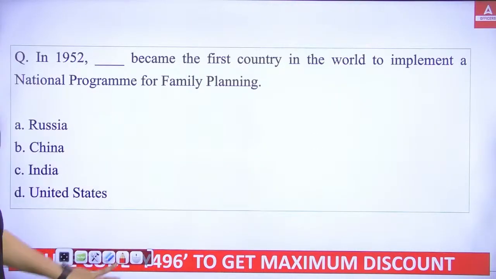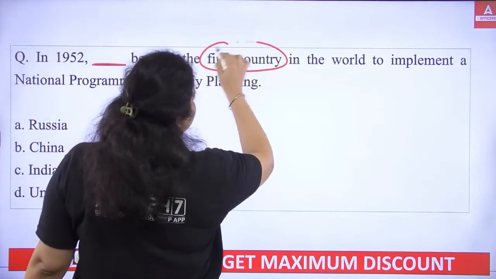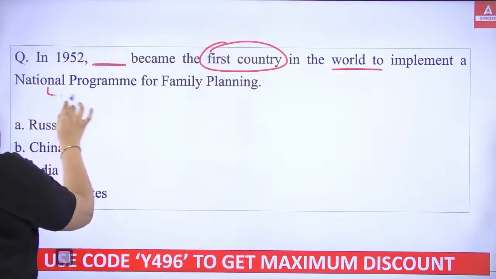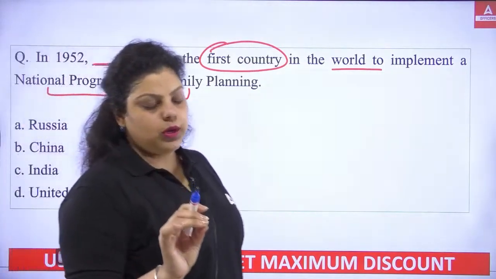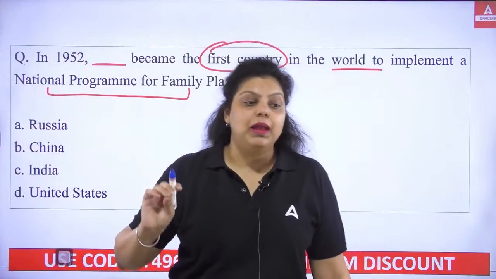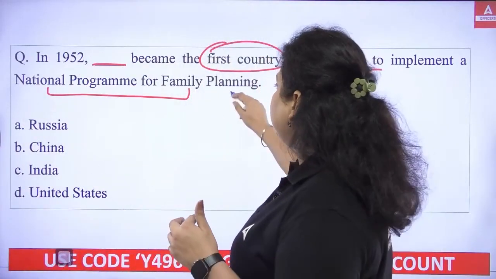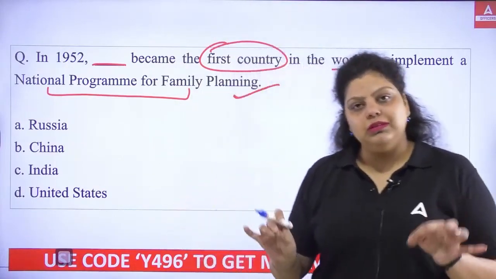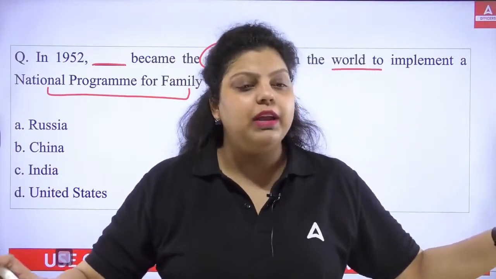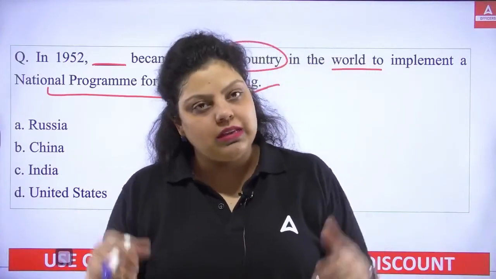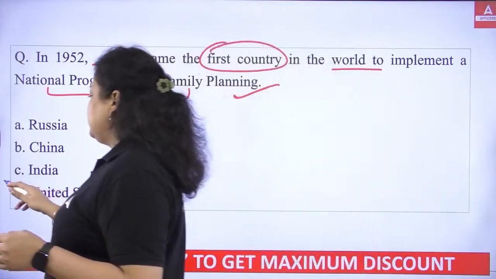Next question. In 1952, dash became the first country in the world to implement a national program for family planning. I have told you that the first five-year plan started in 1951, and in 1952 we introduced the family planning program, and the purpose was the same as right now, that is population control or population management. We wanted to control population at that time, and still we want the same thing. So which country is it? It is simply India.